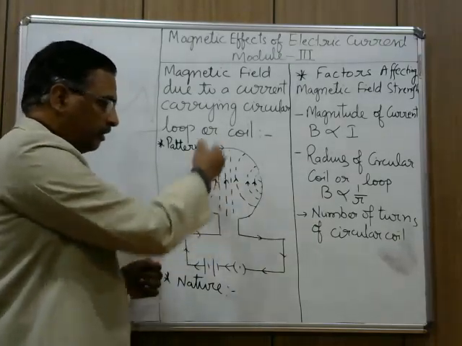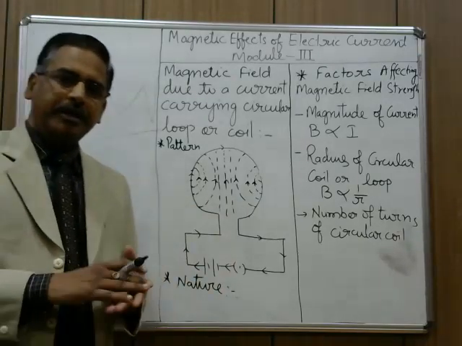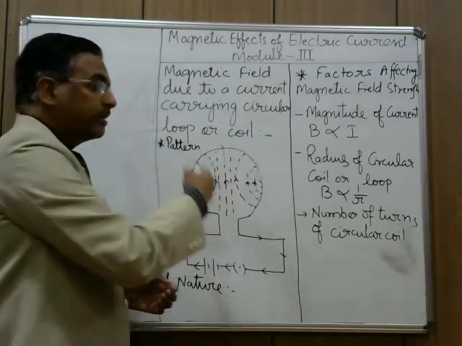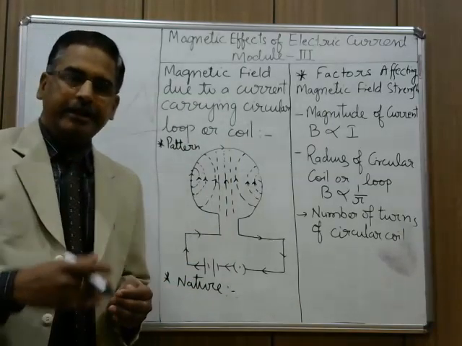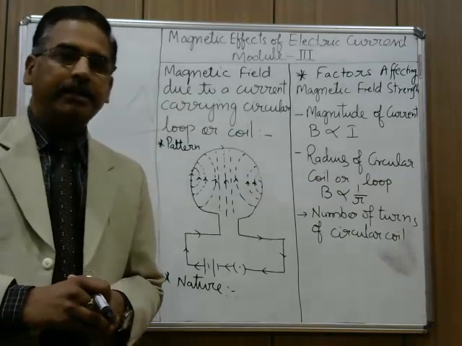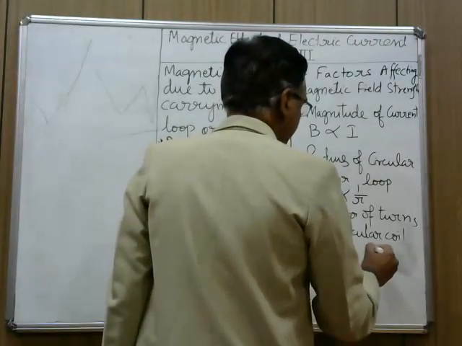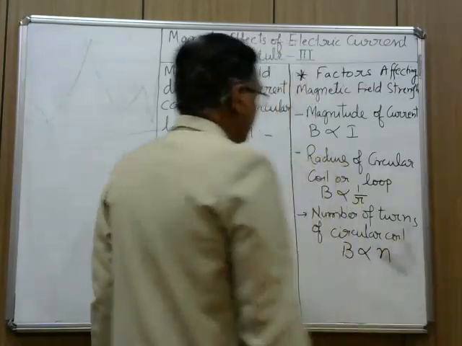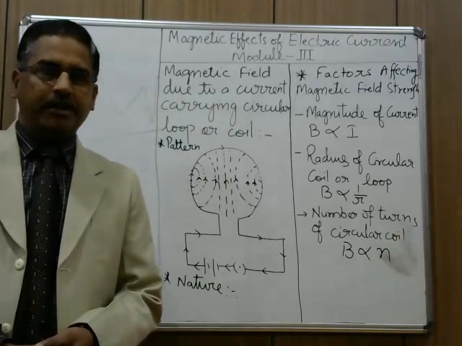If we increase the number of turns up to 3, then the strength will become three times, because since current is in the same direction, at the point magnetic field will keep on adding, and therefore the strength of magnetic field will increase. So this is the third factor. Magnetic field strength is directly proportional to number of turns of circular coil, and vice versa.